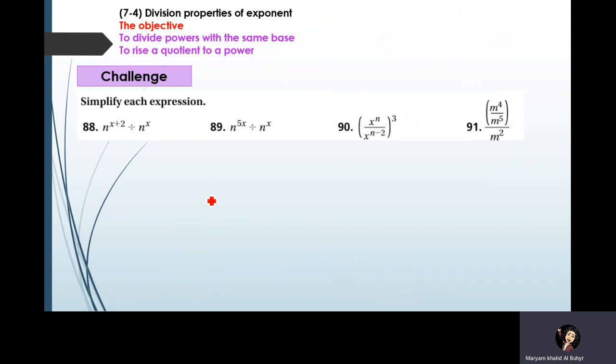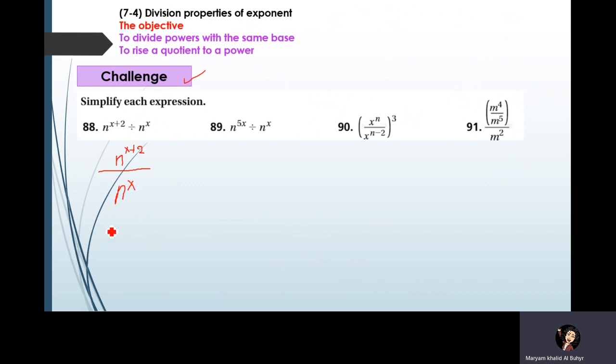That's what I have for this lesson. I would like to give you more practice and more exercises related. So don't worry, my girls, if you have something similar to this one. So that is n to the power x plus 2. As you see here, that is a challenging question. So here I have this one because I have a division.